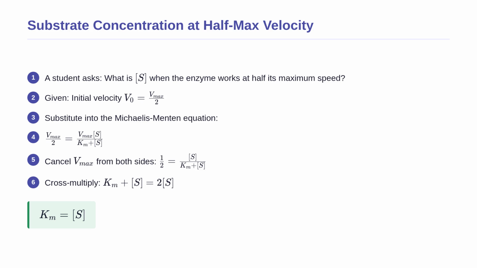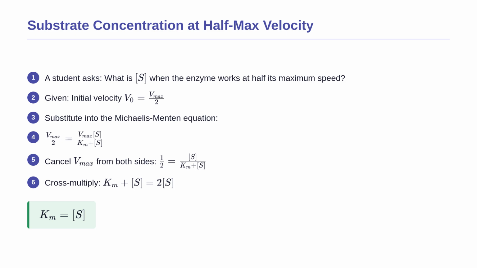To truly grasp the power of the Michaelis constant, let us look at a very famous theoretical example. A student asks, what exactly is the substrate concentration when the enzyme is working at exactly half of its maximum speed? We are given that the initial velocity is equal to Vmax divided by 2, and we are asked to find the substrate concentration. We start by taking the standard Michaelis-Menten equation and replacing the velocity term on the left side with Vmax over 2.